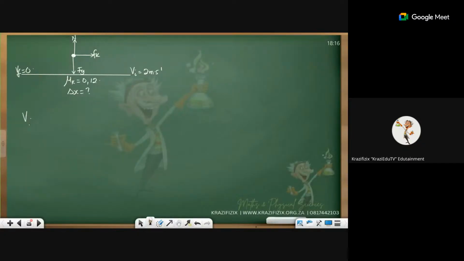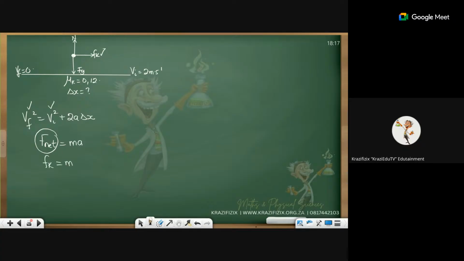Can I say VF squared equals VI squared plus 2A delta X? Do I know VF? Yes. Do I know VI? Yes. Do I know A? No. Don't bring in 9.8, please. But I know that F net equals MA. How many forces are acting here? Only one. Friction. Does that make sense?